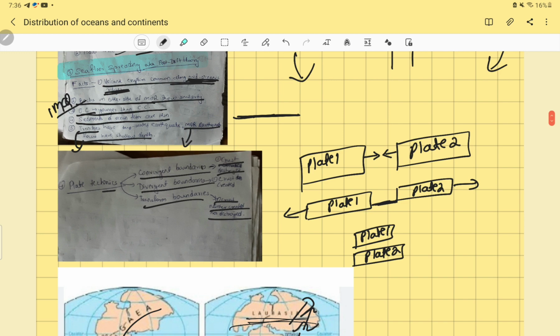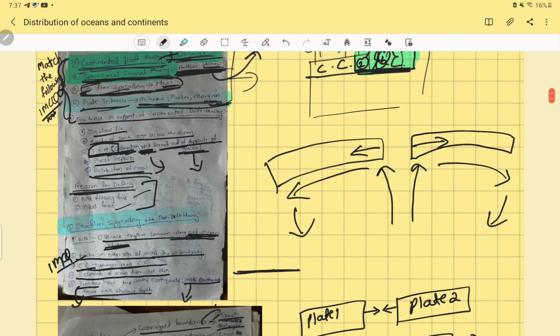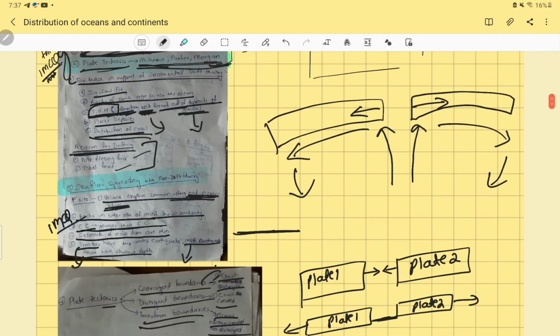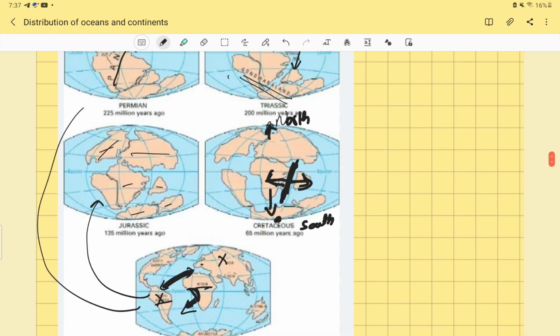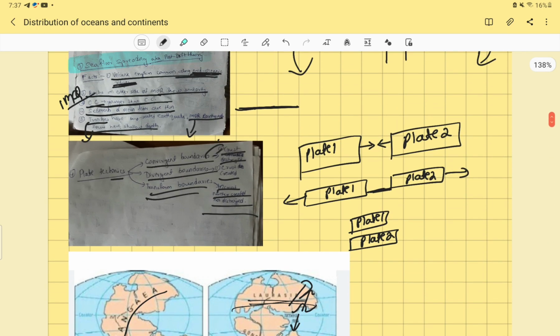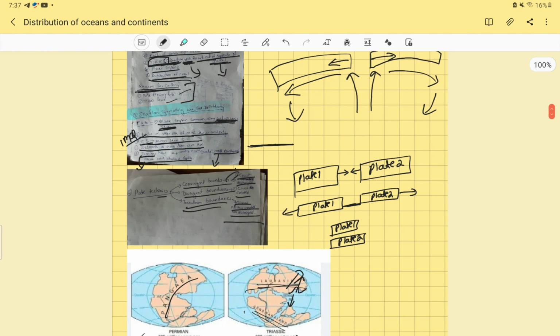Then convergent boundary, is crust destroyed, or created, or does nothing happen? When converge, crust is destroyed. That thing you have to remember. In diverge, crust is created, and in transform boundary, crust is neither created nor destroyed. That's what you need to remember in this topic, distribution of oceans and continents.